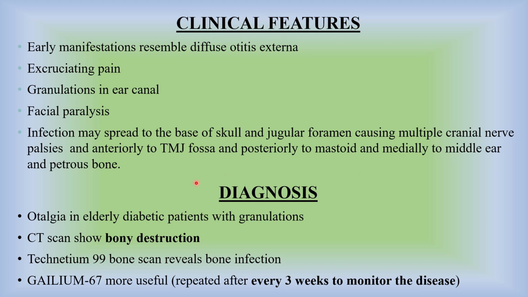Diagnosis is clinical with the symptom otalgia in an elderly diabetic with granulations plus or minus facial palsy. CT scan shows bone destruction. Technetium 99 scan, which reveals the bone infection, is used for early diagnosis, and gallium 67 is used to monitor the disease.